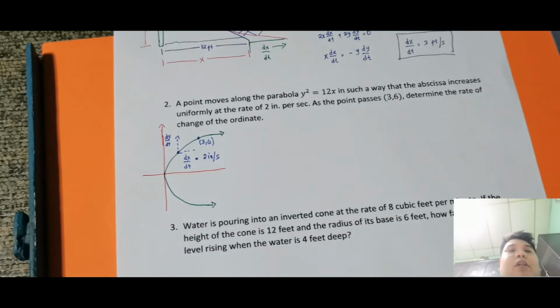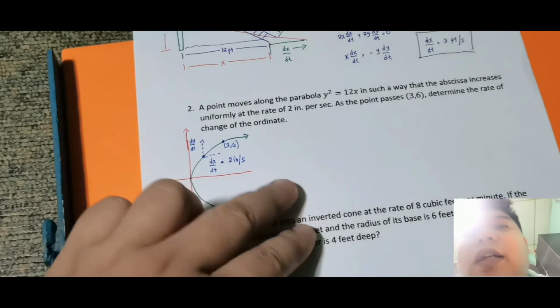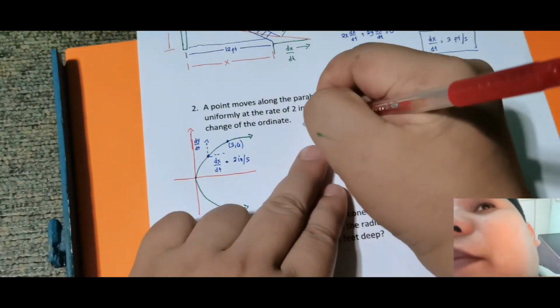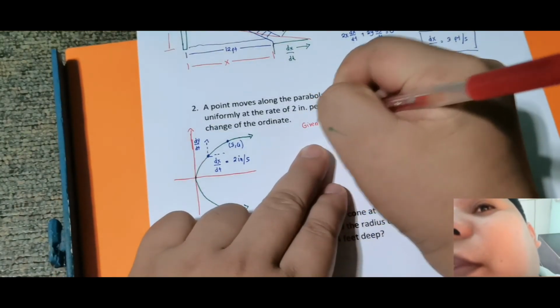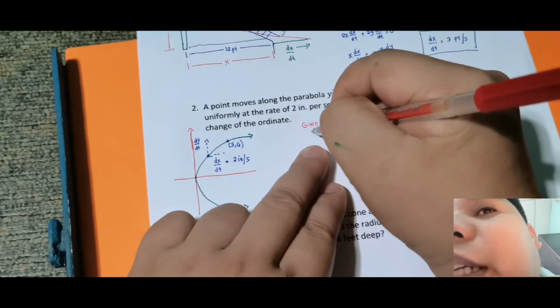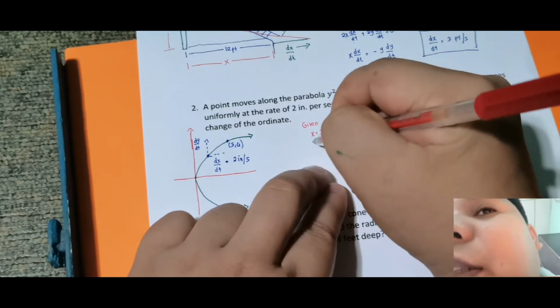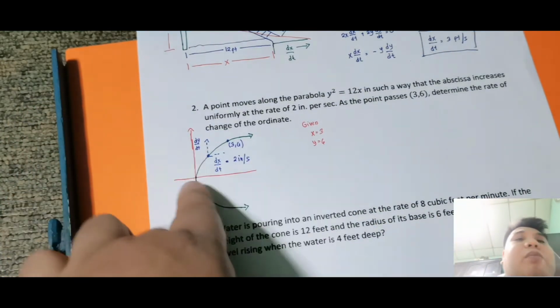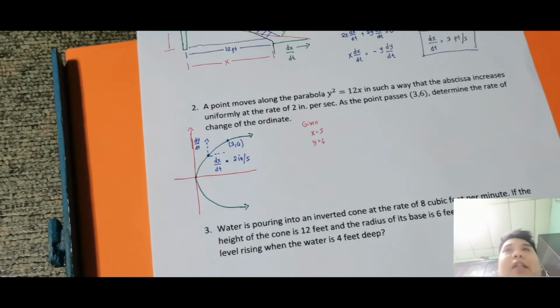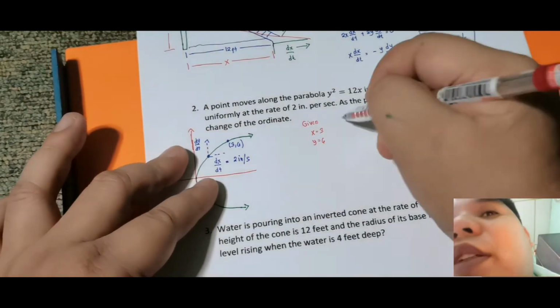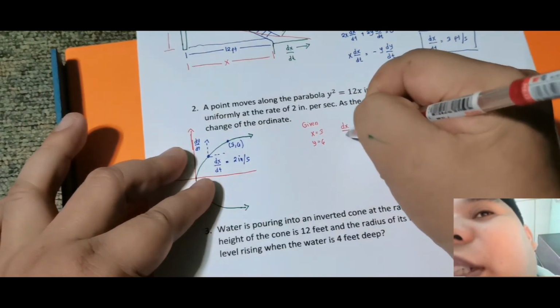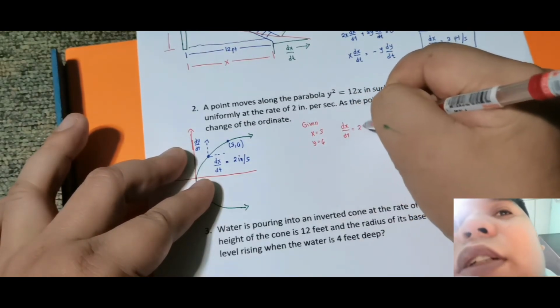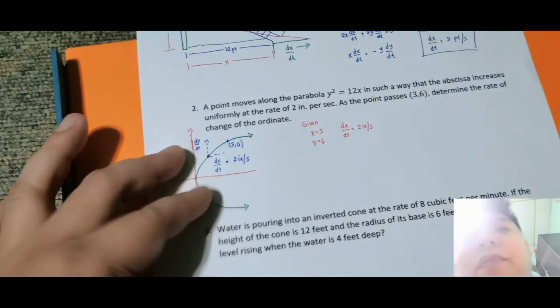Note, sir, anong gagawin dyan? May given naman tayo equation, that is y squared is equal to 12x. So, sinulat ko lang din yung mga given para di tayo malito. So, given, note the abscissa or x is equal to 3, y is equal to 6, based sa given natin. Kasi dyan siya gagalaw eh. As the point passes doon, okay, so sabi na kasi kailangan tumama doon. So, observe natin yung dy over dx. So, next is dx over dt. So, meron tayo nun, dx over dt. So, since nag-i-increase siya, so this is just 2 inches per second.